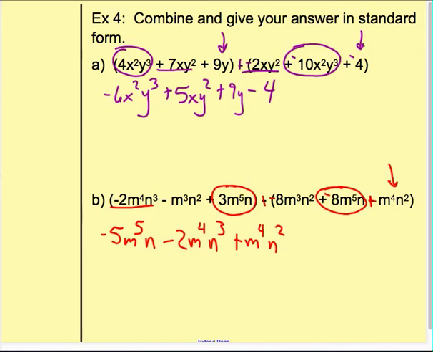So now I see negative m cubed n squared and negative 8m cubed n squared. Those are like terms. Remember, this one has a coefficient of 1. If you don't see a number that you're multiplying by, you're multiplying by 1. So negative 1 plus negative 8 is negative 9m cubed n squared.